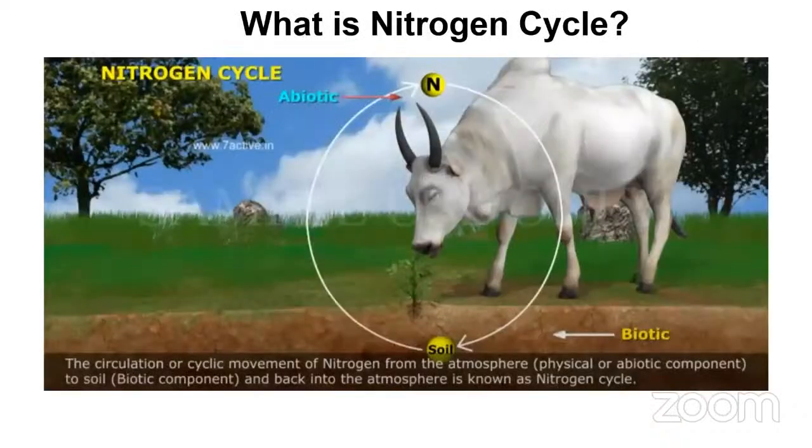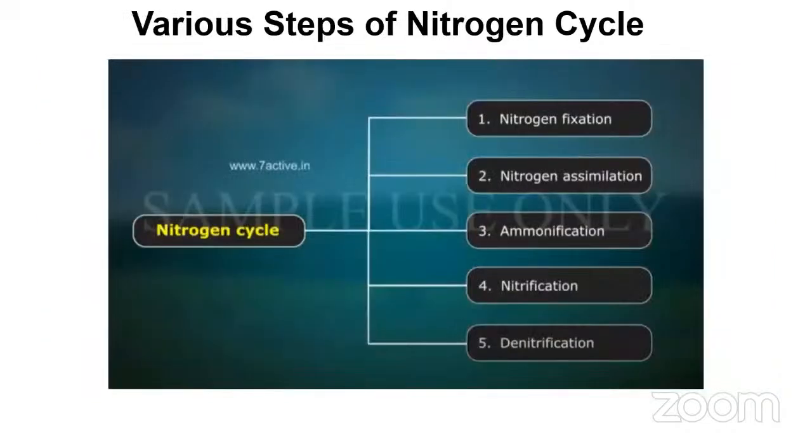Now, what is the nitrogen cycle? The nitrogen cycle is nothing but the converse movement of atmospheric nitrogen to the soil and again from the soil to the atmospheric nitrogen. From the atmosphere to the soil and from the soil again back to the atmosphere is known as the nitrogen cycle.